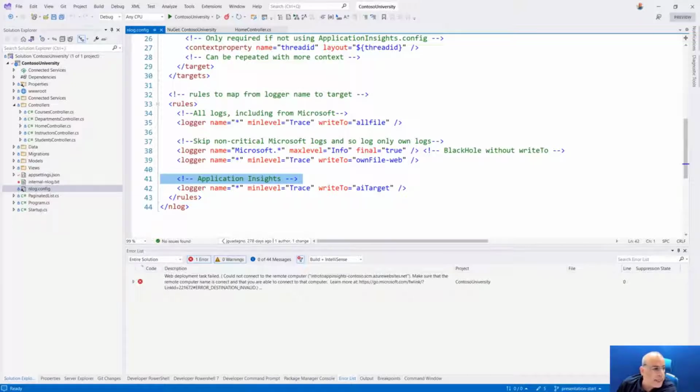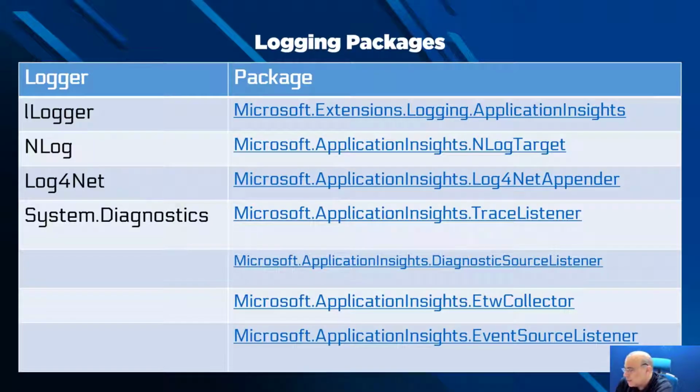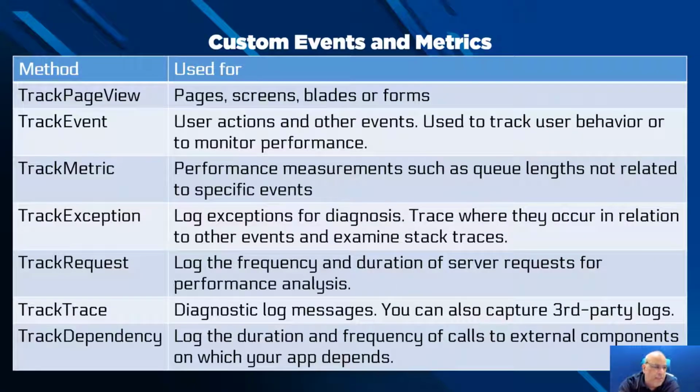So let's go back to the slides for a second. So here are some of the other logging packages that you can do. I mentioned the iLogger, NLog, and Log4Net. If you want additional diagnostics, there's trace listener, source listener, ETW collector, and event source listener. These are if you want to track things on your server. For custom events, you have these 8 custom events.